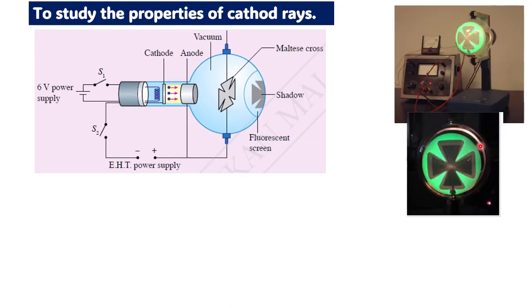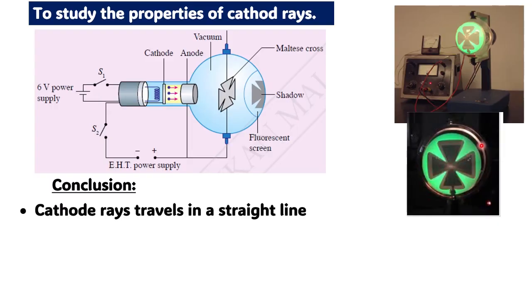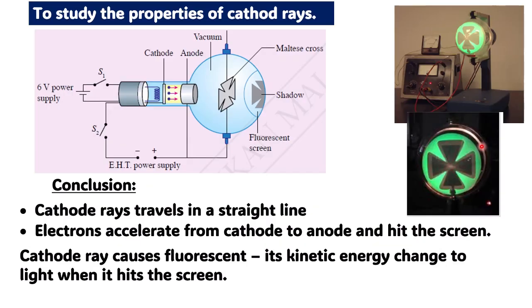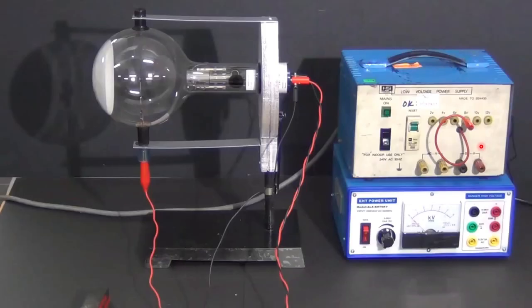Next, the conclusion: cathode rays travel in a straight line, and electrons accelerate from the cathode to the anode and hit the screen. So we have the fluorescence effect because the kinetic energy of the electrons is converted to light as they hit the screen. That's why we can see the shadow surrounded by green light. So the cathode rays cause fluorescence, and their kinetic energy changes to light when they hit the screen.